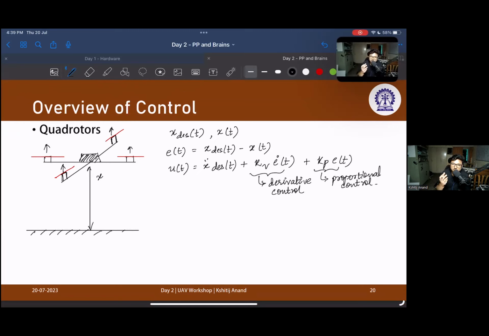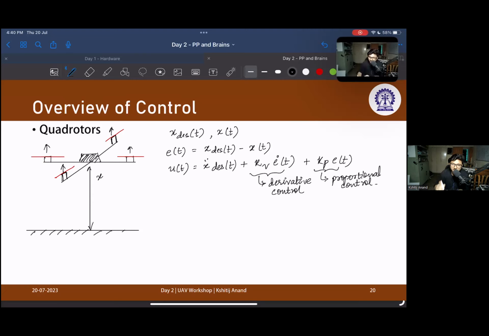The proportional control basically acts as a spring response: the more error you have, the more input force you're going to give. Okay. The derivative control acts as a viscous resistance. As in, if you're moving towards the desired position at a certain rate, the derivative is trying to reduce it.